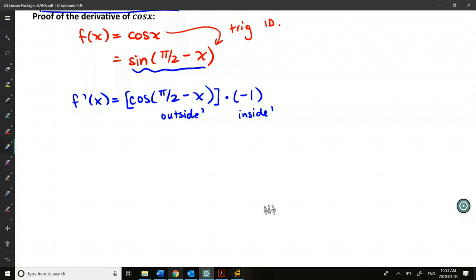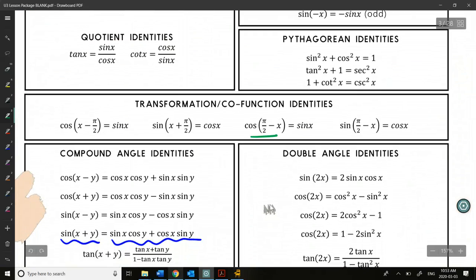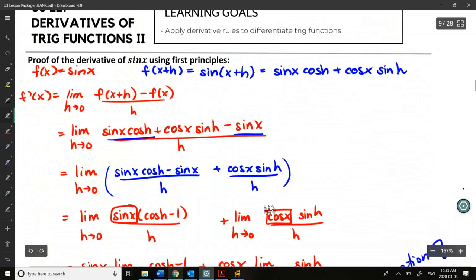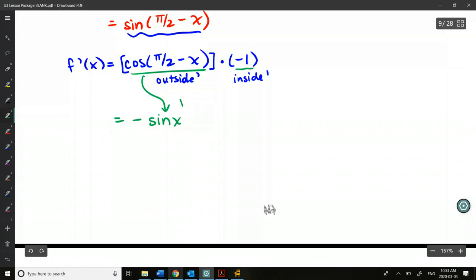And if you guys look back at your identity sheet, can you tell me what the cosine of pi over 2 minus x is? So if we look back at our identities, the cosine of pi over 2 minus x is actually equal to sine x. So we're going to switch that back into sine x form. That's right. So you have the negative here. And we know that cos of pi over 2 minus x from our trig identities is equal to sine x.